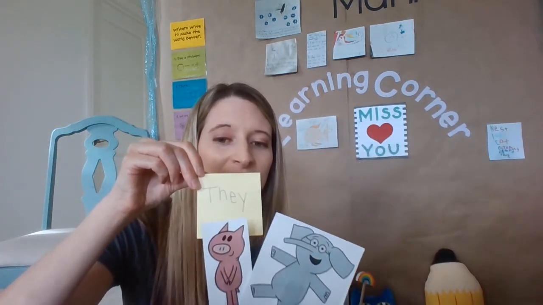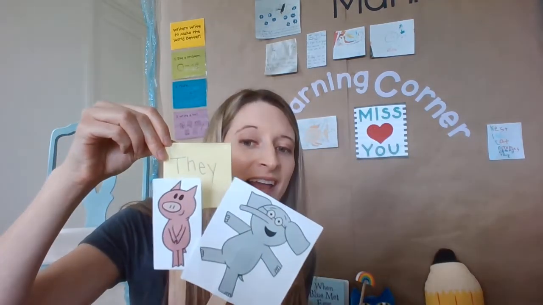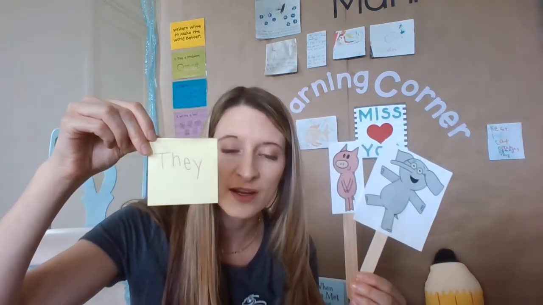THEY. They. How many tall letters do you see? 2. A T and an H. How many short letters? There's only 1 in they, the E. How many letters have a tail? Just 1. It goes below the line, the letter Y.